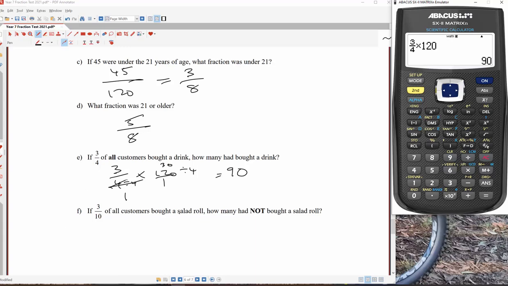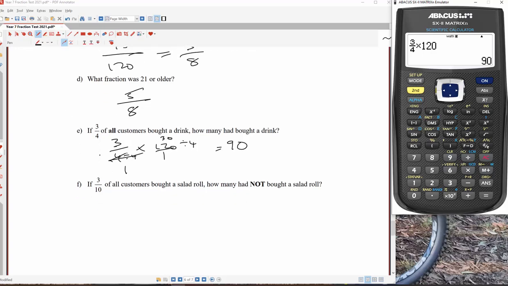If 3/4 of all customers bought a salad roll, how many had not bought a salad roll? So that's going to be 7 out of 10 didn't buy a salad roll. Of the 120 people, 7 times 12 is 84.